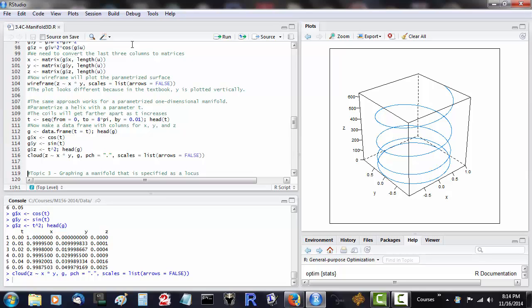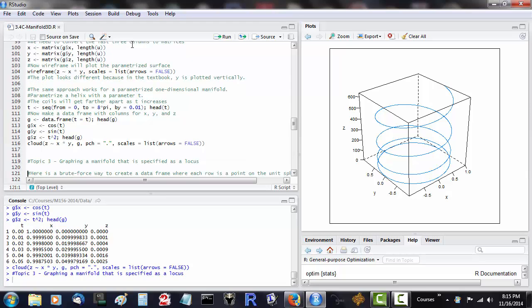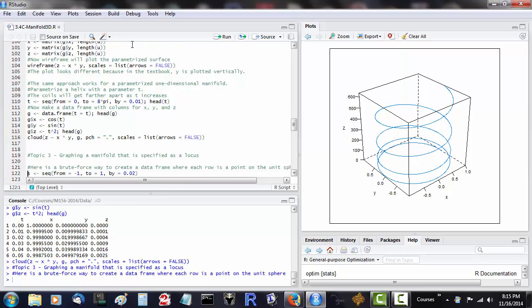Well, we've done three-dimensional manifolds represented as function graphs, three-dimensional manifolds that are parametrized. What about a locus? This is a really nasty problem because we don't have any particularly good way of generating solutions to an equation of the form f of x, y, and z equals 0.